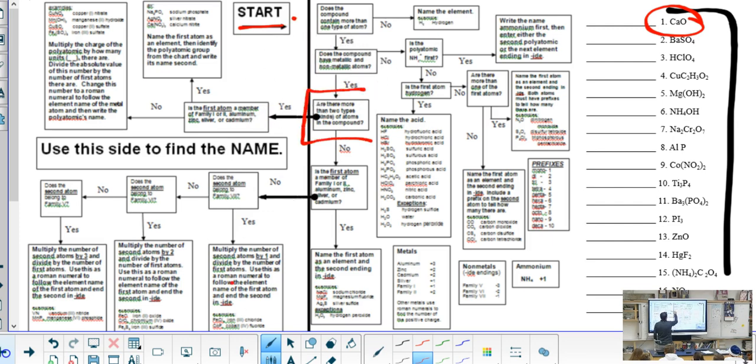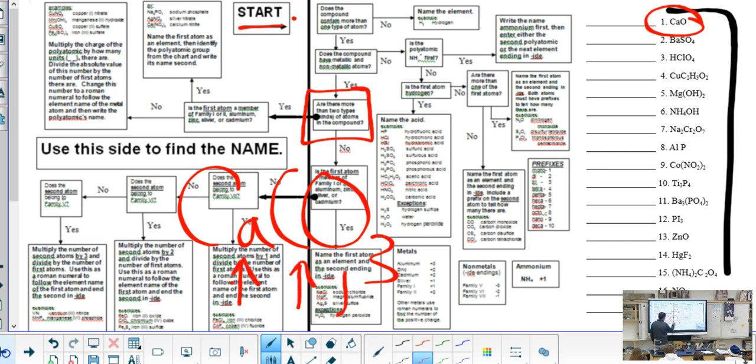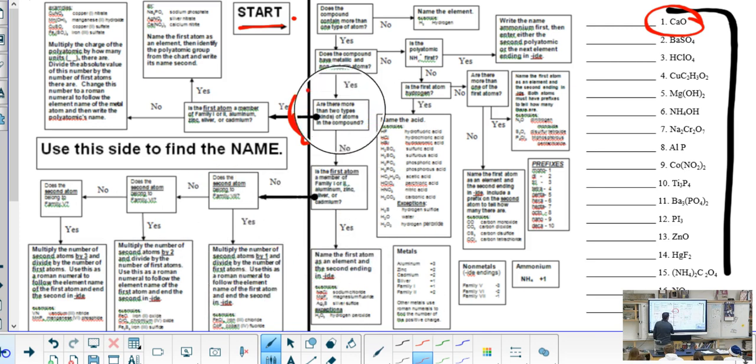Are there more than 2? This seems to confuse kids once in a while. Are there more than 2 kinds of atoms? No. This is a Ca and an O. If this were yes, it'd be like CaCO3, 1, 2, 3 types of atoms. So this question is saying, is there a polyatomic ion? And no, it was just Ca and O, correct? Thank you. So no.